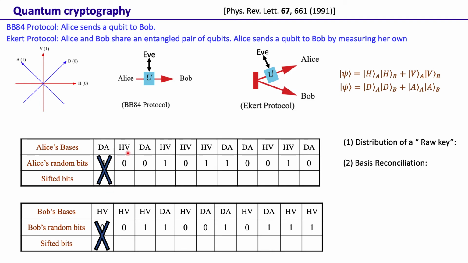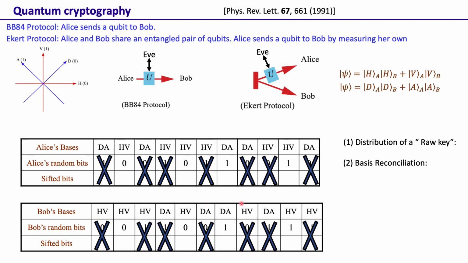In the second one, both Alice and Bob happen to choose HB, so they will keep it. Third one, they will throw it away. Fourth one, throw away. Fifth one, they keep, and so on. So this way they basically throw away whenever these two bases are different, and they keep the results when the two bases are the same.